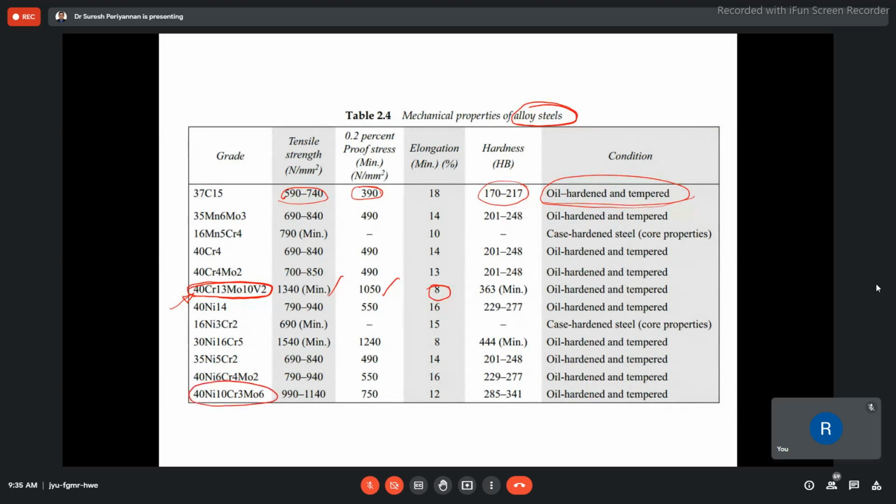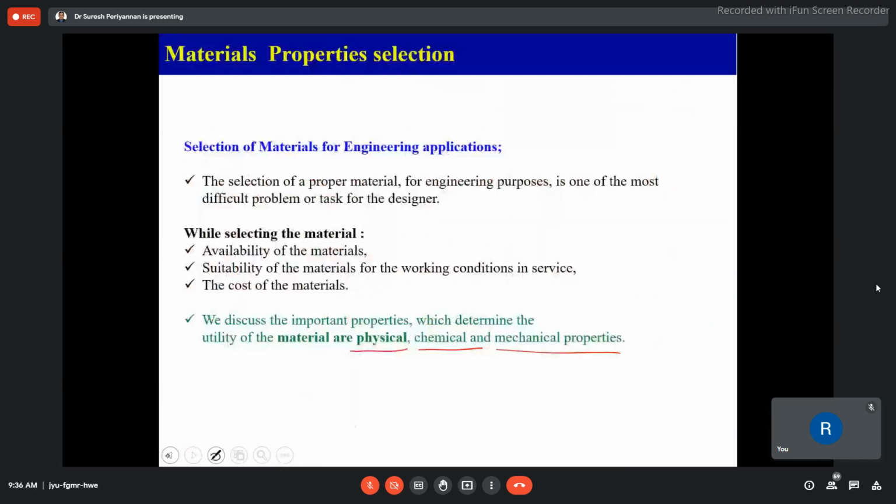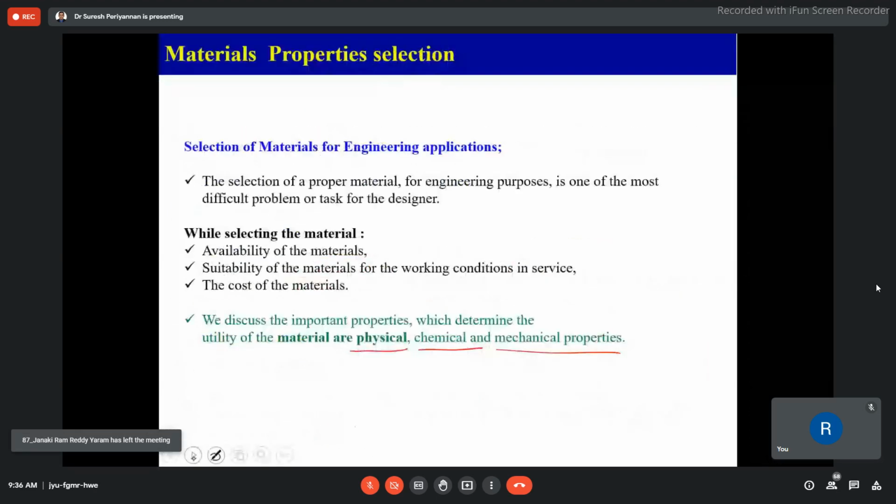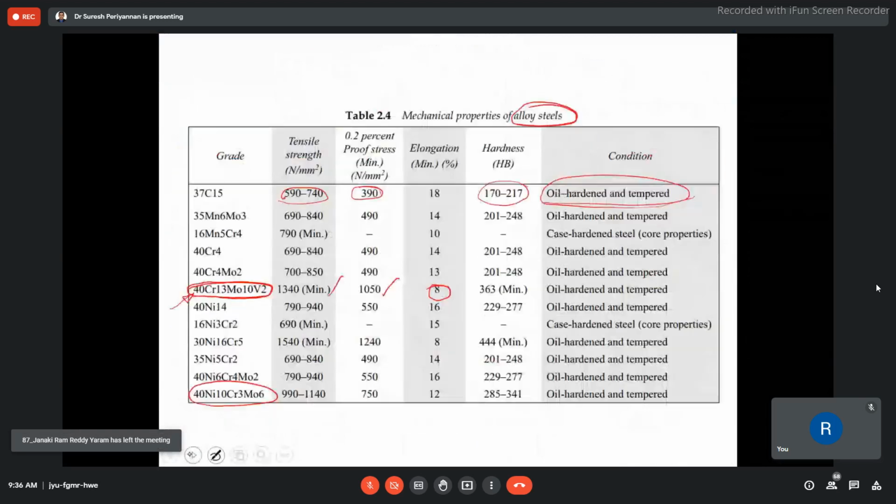0.4% carbon. Nickel, I think 2.5% based on the table. I also forgot the table. Let me just go back to the table. Yeah, 2.5% nickel. Chromium is maybe 0.75%, and molybdenum. This is molybdenum, right? Molybdenum is divided by 10, 0.6%. Okay, so like that we have to understand.